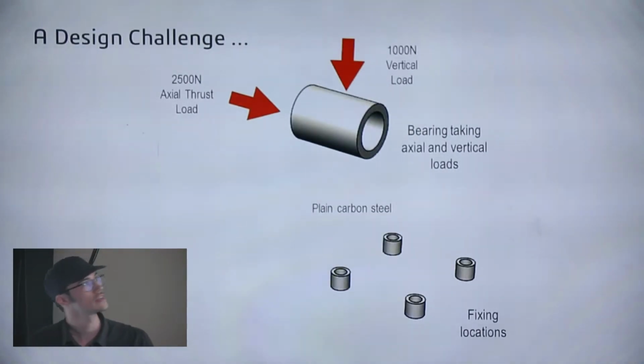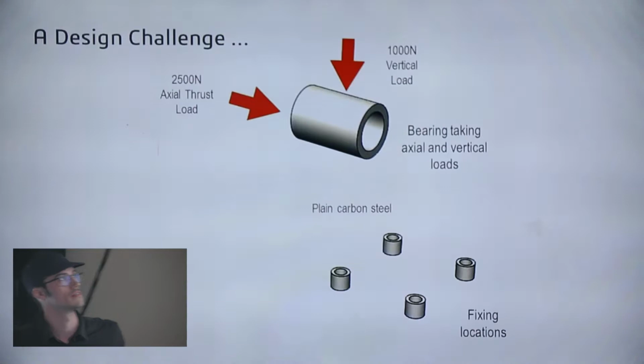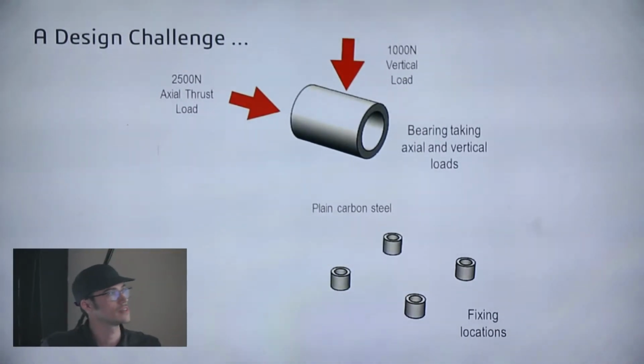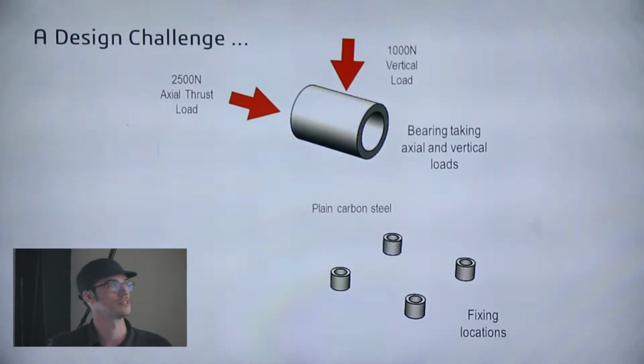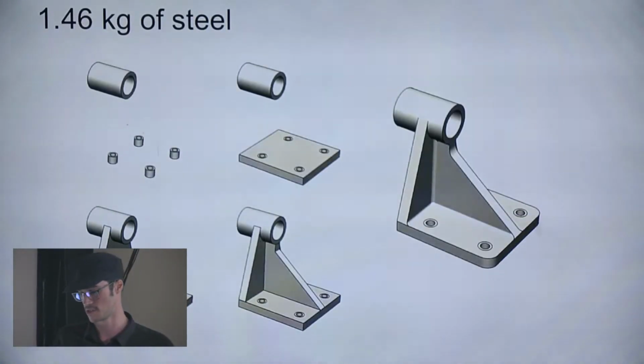So here's the design challenge. This is a bearing up here. Imagine it has 100 newtons of downward force and 2,500 newtons of axial thrust load, and then these are 4 fixed positions. If you were me, I would probably just do something like this.